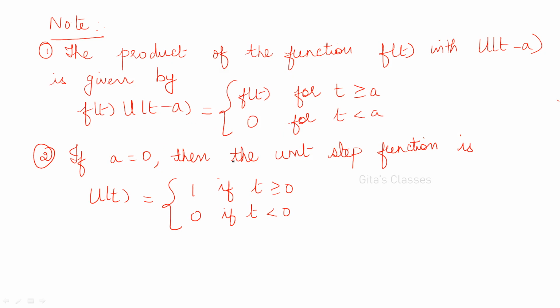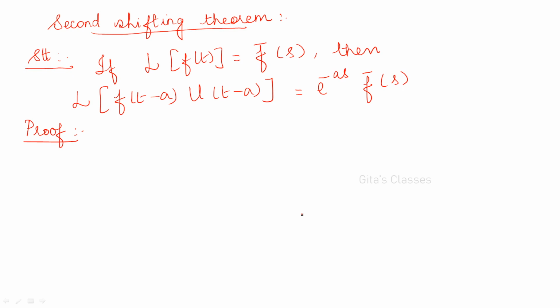And if a is equal to 0, then the unit step function will be u of t minus 0, so u of t, and this will be 1 if t is greater than or equal to 0, and 0 if t is less than 0. Okay. Now the second shifting theorem.